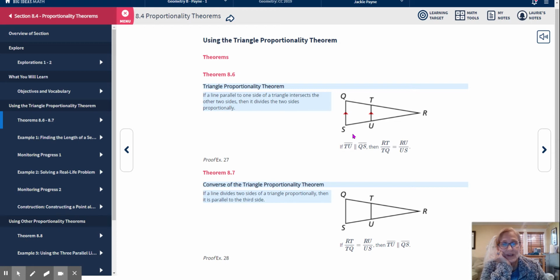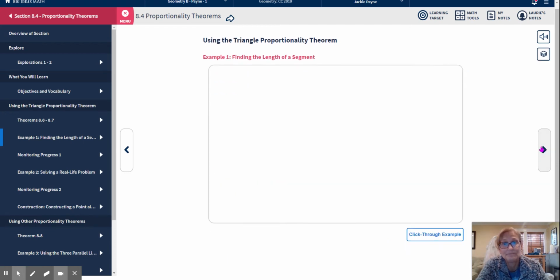But wait, there's more. The converse of it is also true. If a line divides two sides of a triangle proportionally, then it's parallel to the third side. So if you have this picture here on the bottom, and you can write that RT over TQ is equal to RU over US, like if they both equal the same thing, then you know that TU is parallel to QS. So we'll use that fact to solve a problem.